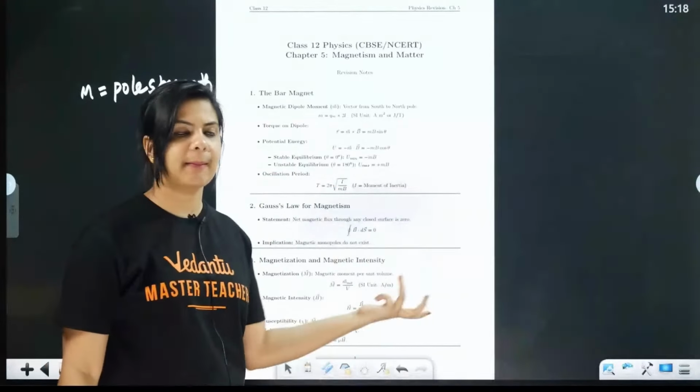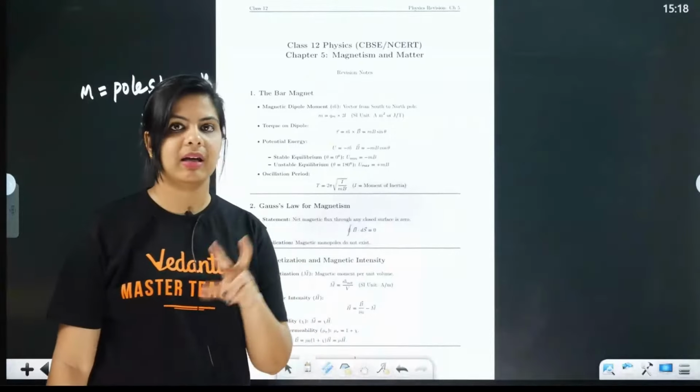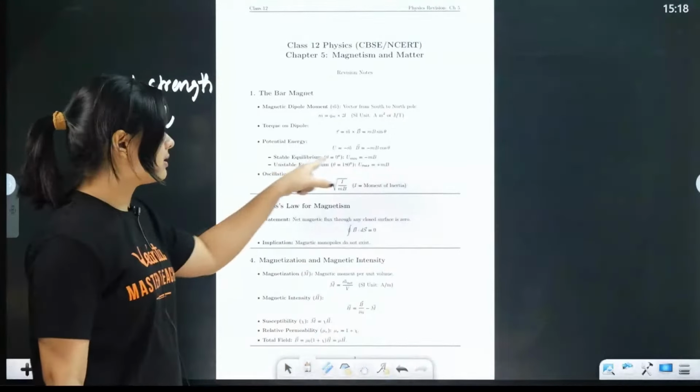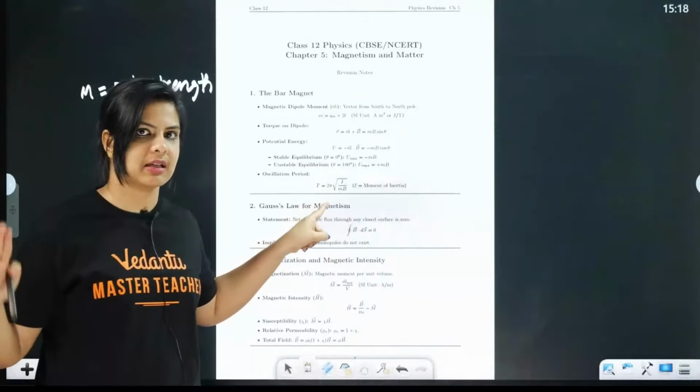Next, torque is m cross B, that is mB sin theta. Potential energy is minus m dot B, or minus mB cos theta. Next, for stable equilibrium, this theta is 0 degrees, same as what we have discussed over there.